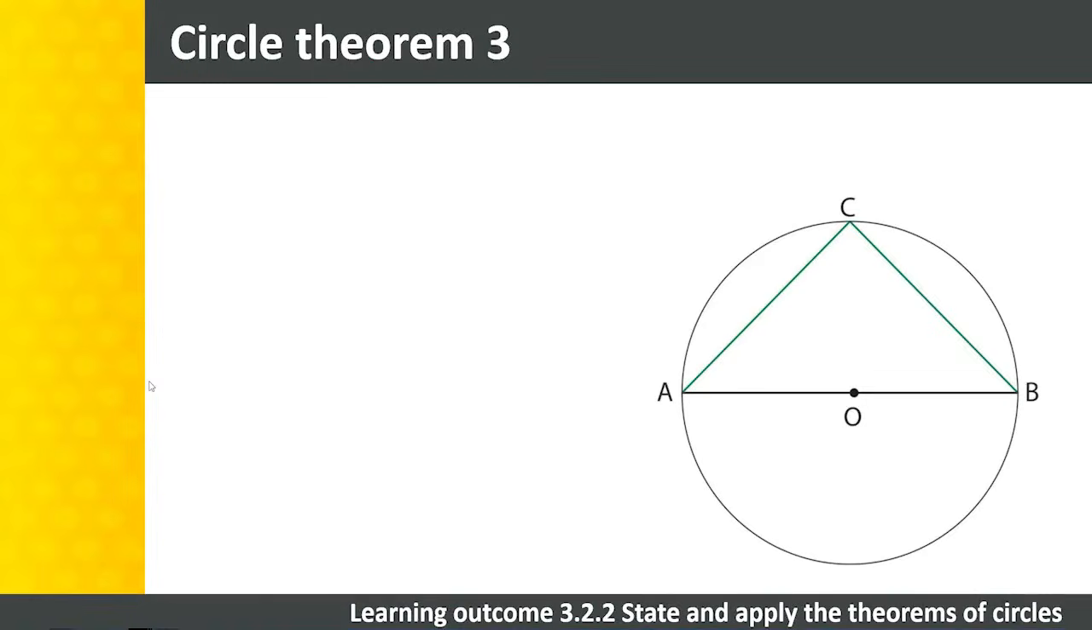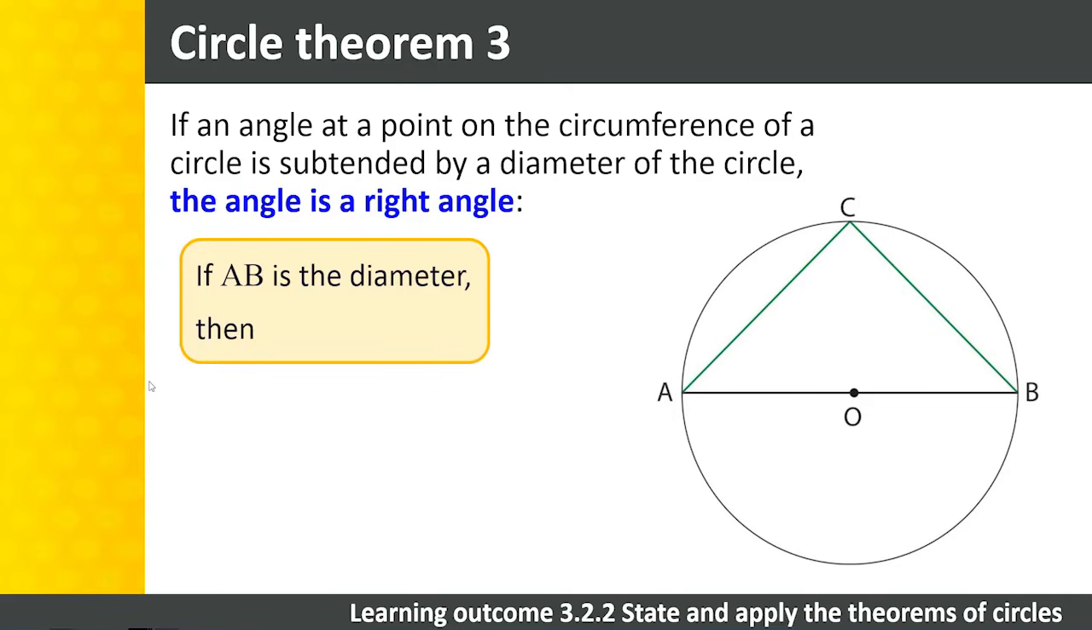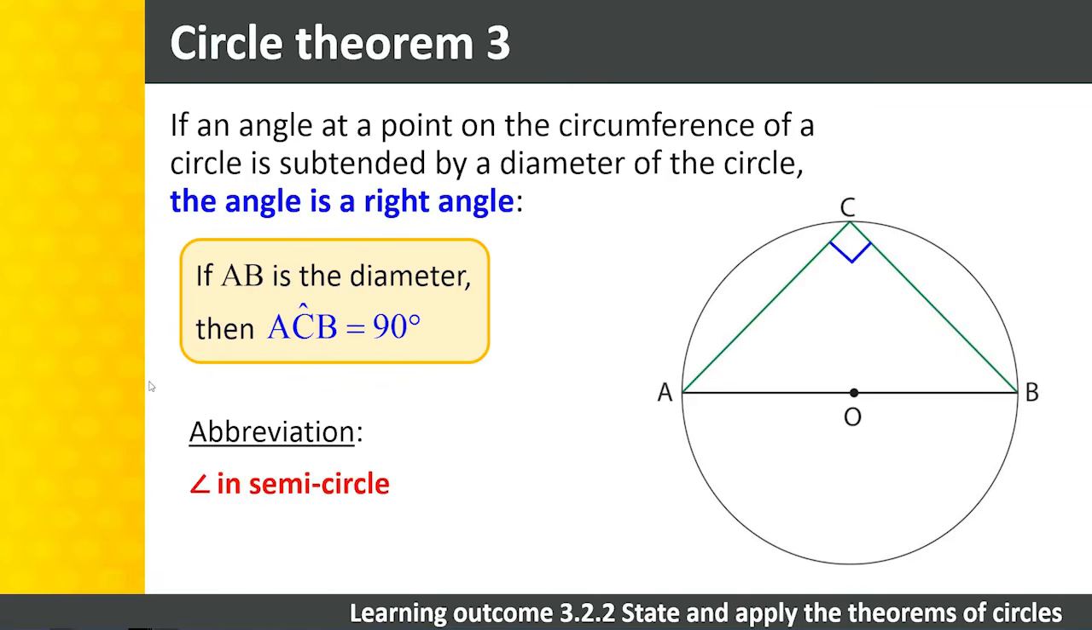Theorem 3. If an angle at a point on the circumference of a circle is subtended by a diameter of the circle, the angle is a right angle. So in this diagram, if AB is the diameter, angle ACB equals 90 degrees. We can abbreviate this as angle in semicircle.